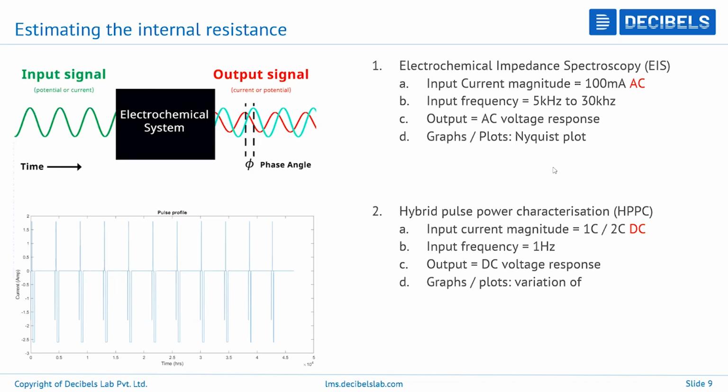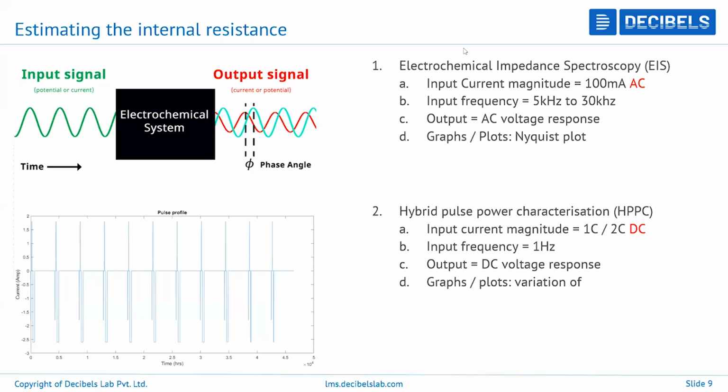But Nyquist plot is basically a system stability response, which will show you the real response of the system versus the imaginary response of the system. So that will give you an idea of how the resistance keeps on changing with respect to frequency. So that is another way in which you can measure the internal resistance.